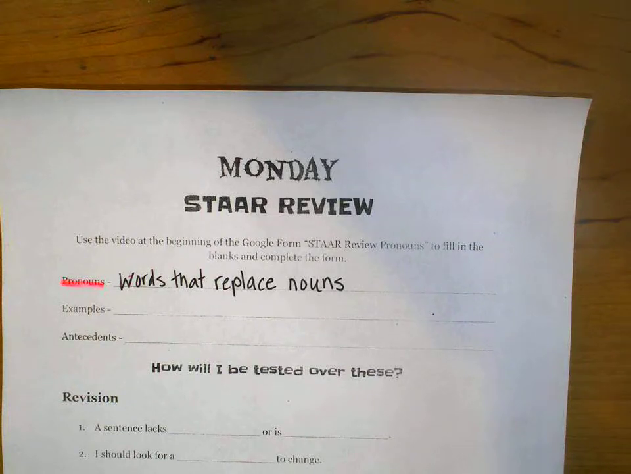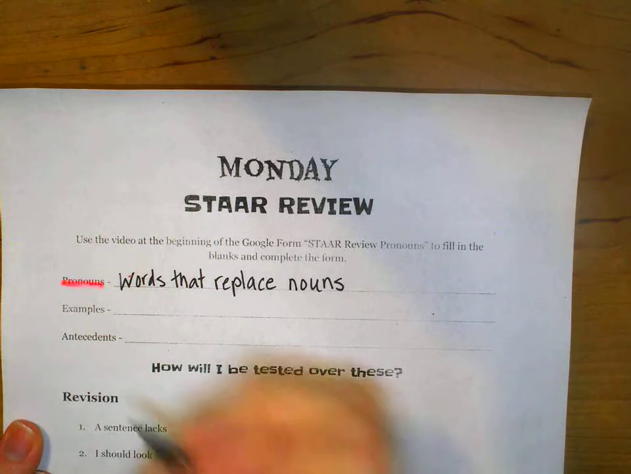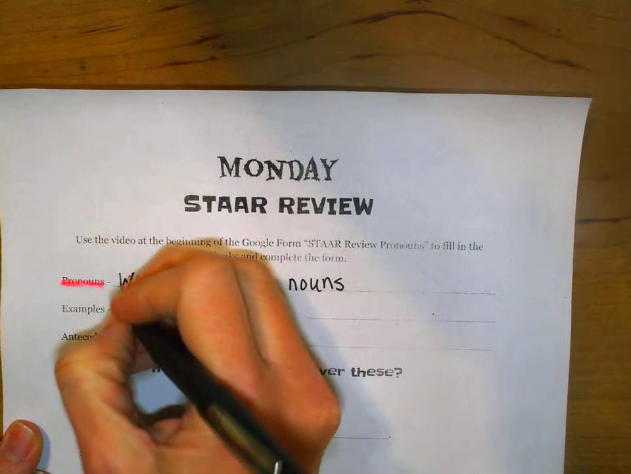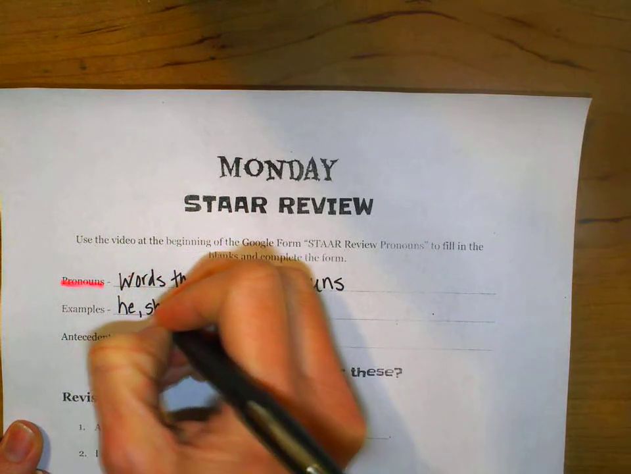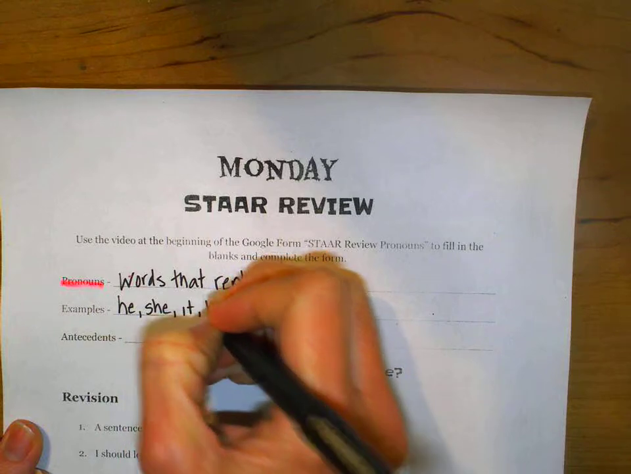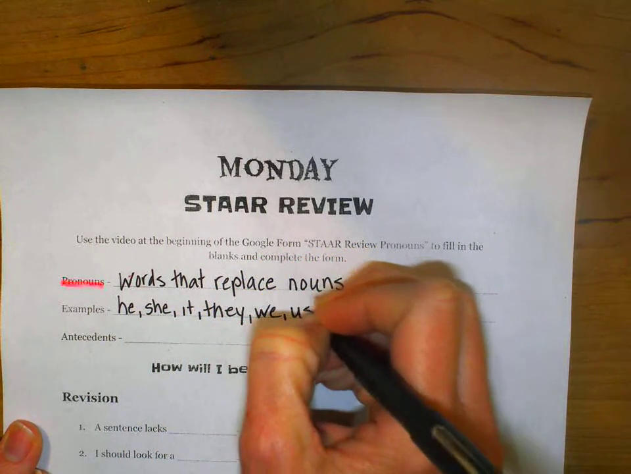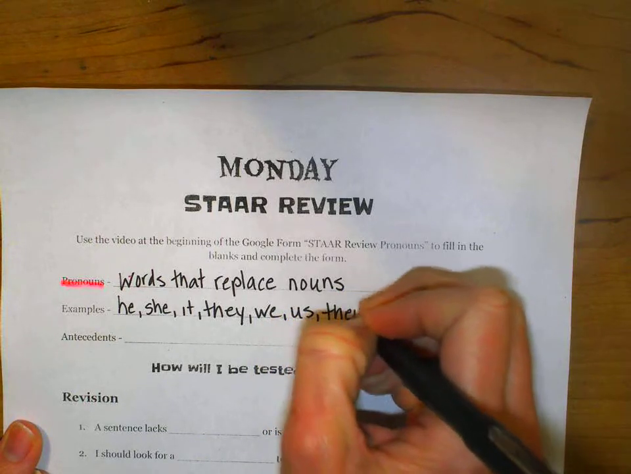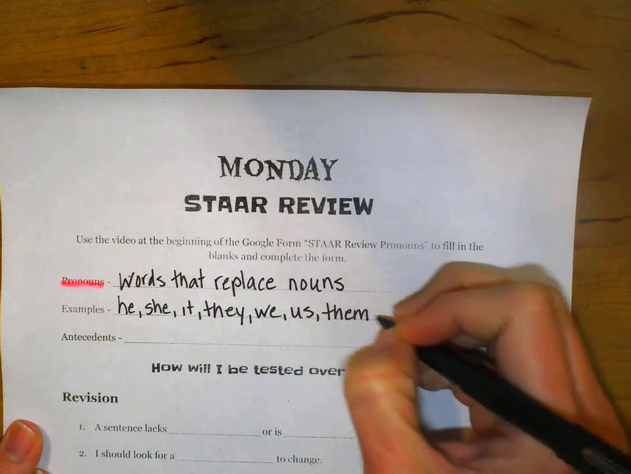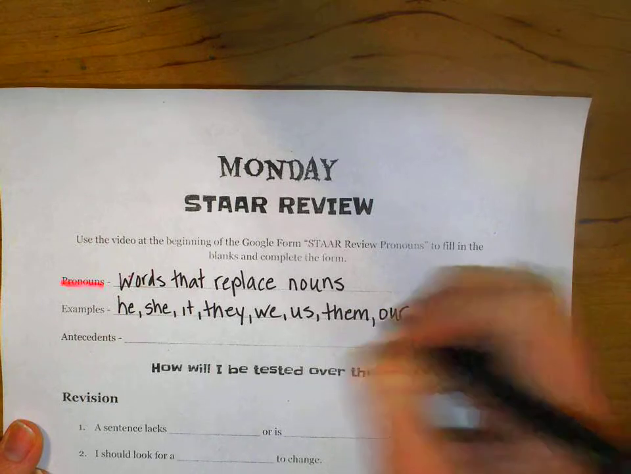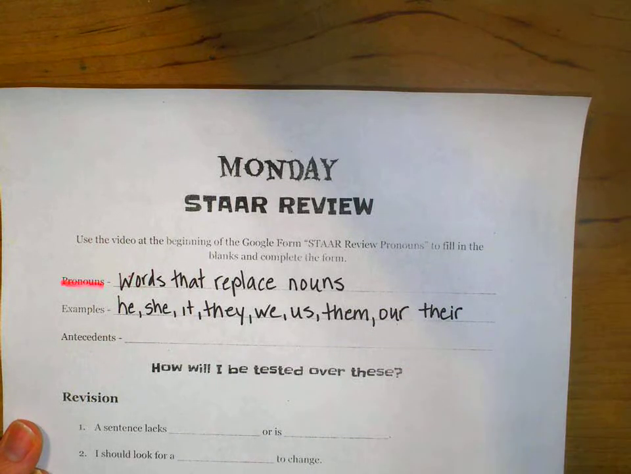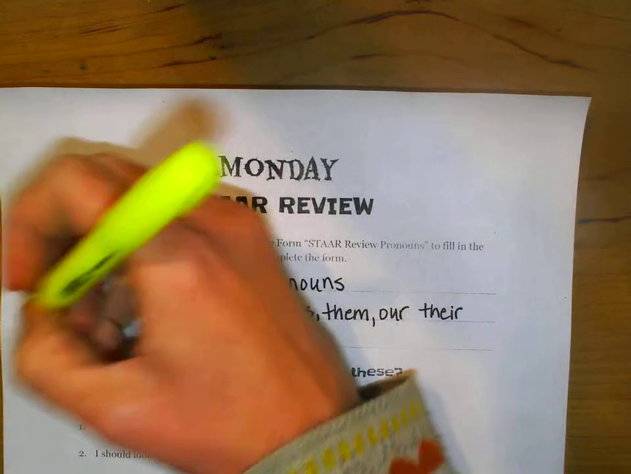When you go to your Google form and it asks you to fill in the blanks, make sure you have it exactly like this. No caps. So some examples of pronouns: he, she, it, they, we, us, them, our, their. So those are our examples.